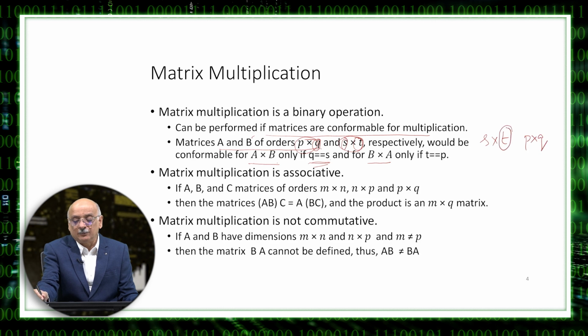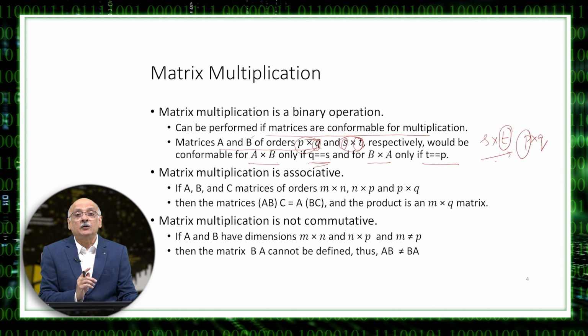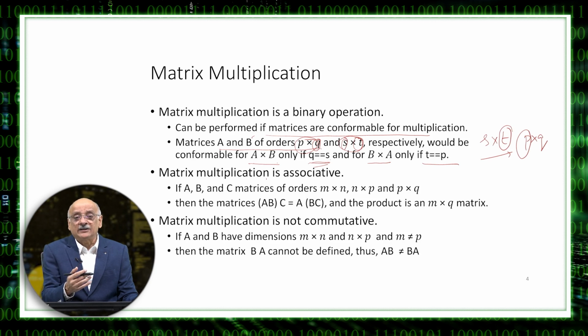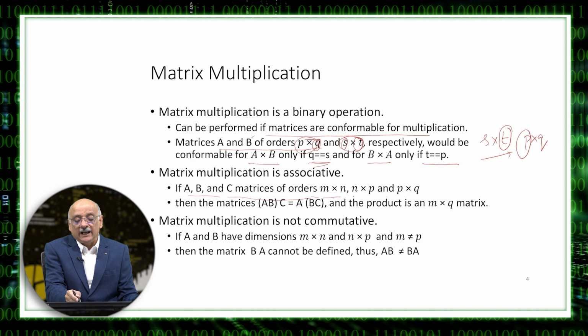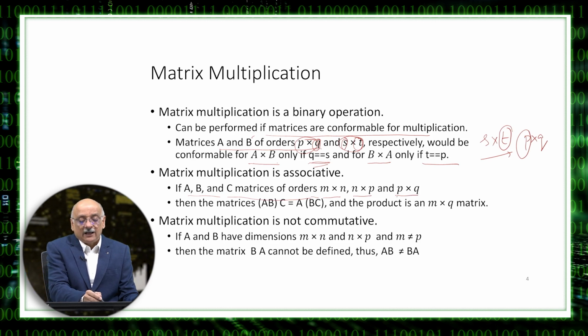So, this T should be equal to P. That is the requirement when you want to multiply two matrices. The important point about matrix multiplication is that it is associative. That is, if A, B and C are matrices of order M cross N, N cross P and P cross Q, then AB multiplied by C means you multiply AB first and then the product is multiplied by C.